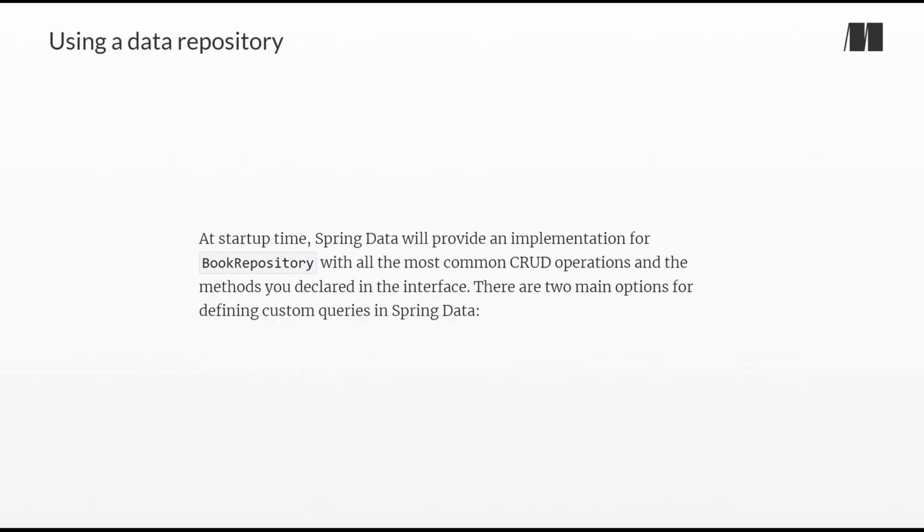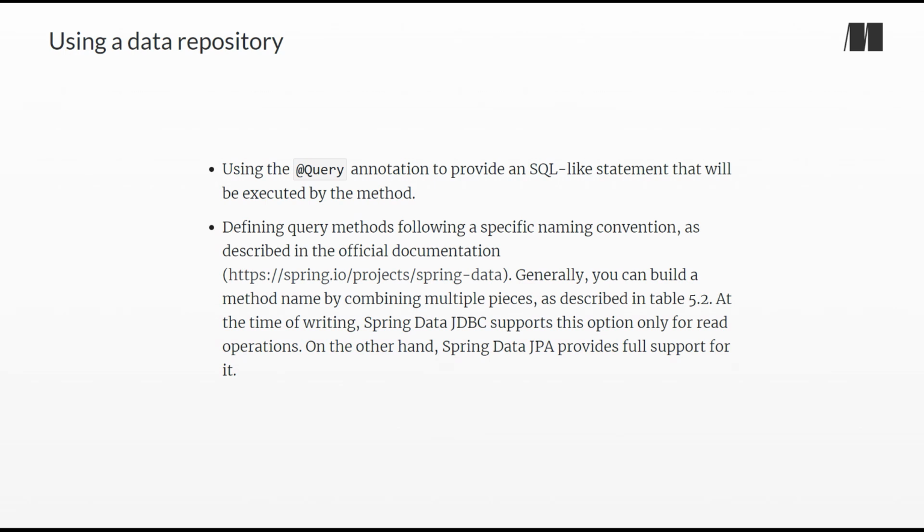At startup time, Spring Data will provide an implementation for BookRepository with all the most common CRUD operations and the methods you declared in the interface. There are two main options for defining custom queries in Spring Data. Using the @Query annotation to provide an SQL-like statement that will be executed by the method. Defining query methods following a specific naming convention, as described in the official documentation. See this link. Generally, you can build a method name by combining multiple pieces, as described in Table 5.2.